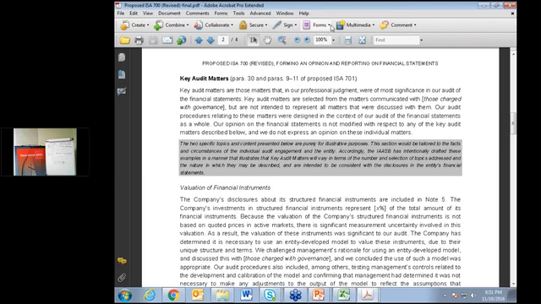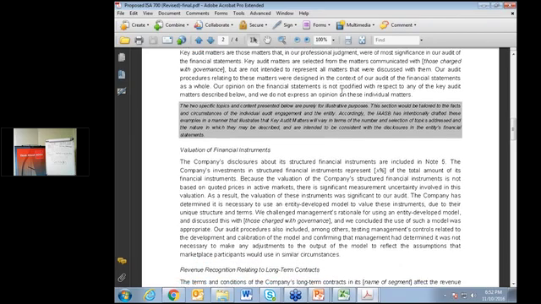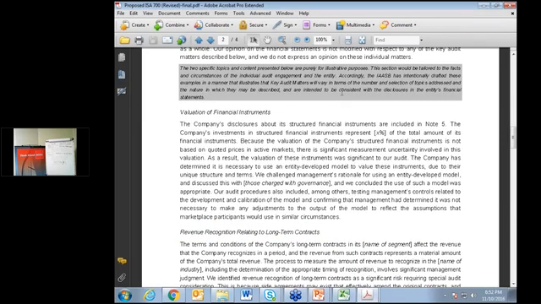You then have the key audit matters, and those basically include, first of all, an introduction into what a key audit matter is, so that the readers, the shareholders, understand what a key audit matter is and in whose judgment it is supposed to be classified as a key audit matter. Then you have a heading for each of the key audit matters, and in this case you had two: valuation of financial instruments and revenue recognition related to long-term contracts.